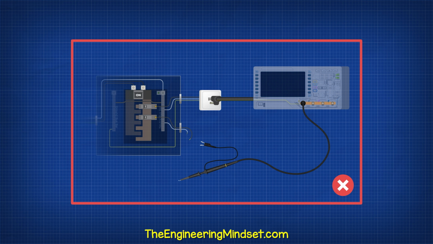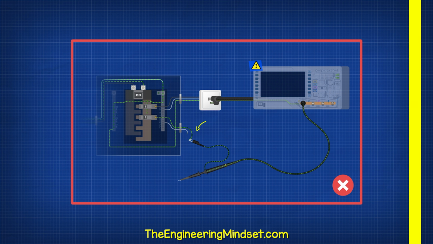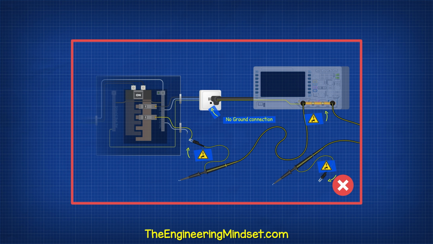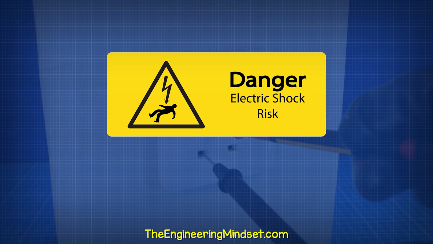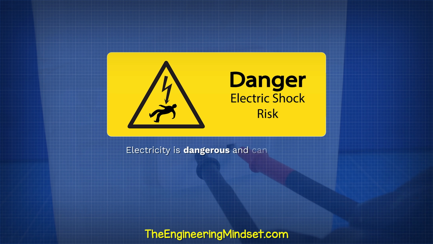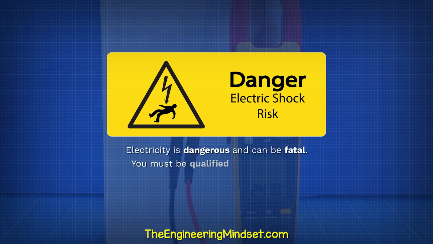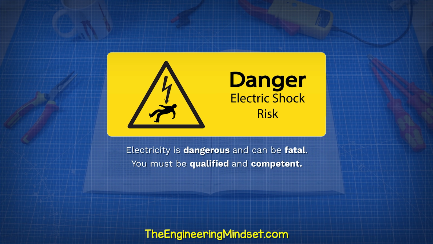We explained earlier why you shouldn't connect your oscilloscope to a mains voltage using the standard probes, and why you shouldn't remove the ground pin. Remember, electricity is dangerous and can be fatal. You should be qualified and competent to carry out any electrical work.